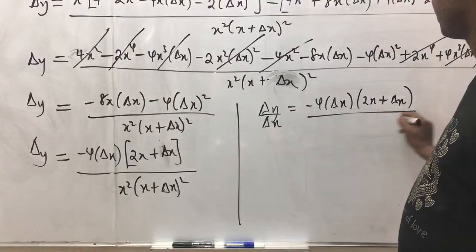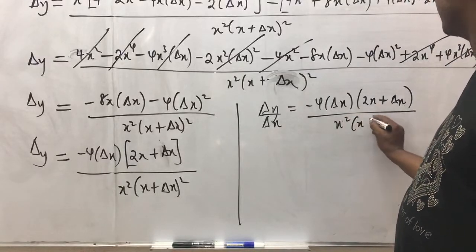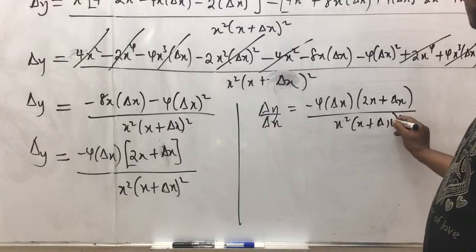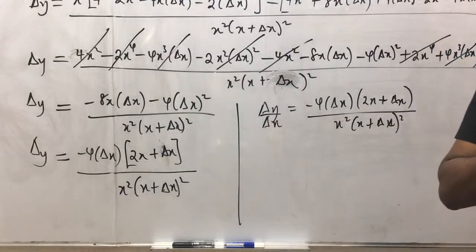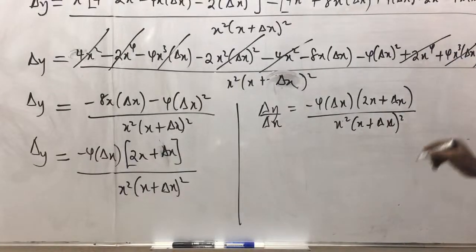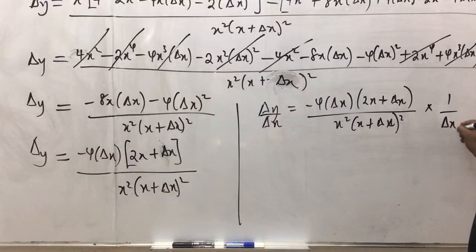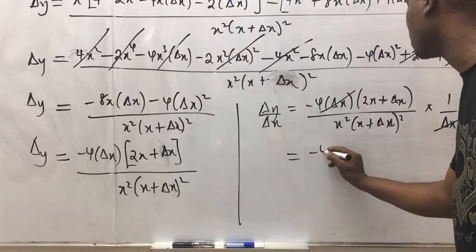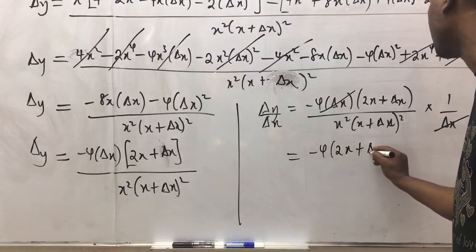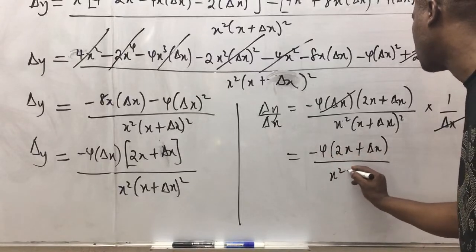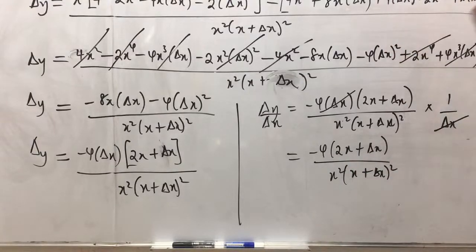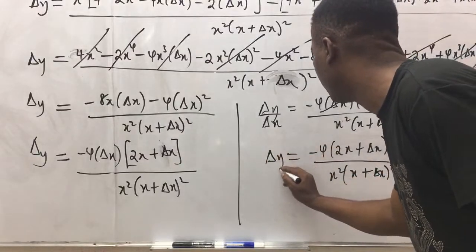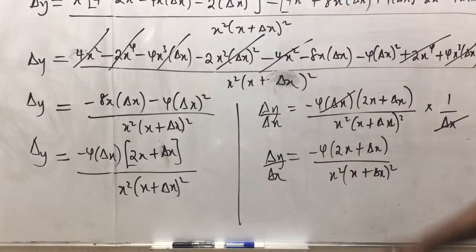Our final result here would have to multiply 1 over change in x, because at this point in time we are now obtaining our gradient function, and your gradient function, please take note, is obtained by dividing change in y by change in x. So that is the same thing as multiplying your result by 1 over change in x. Now this change in x will cancel this change in x, leaving you with minus 4 in bracket 2x plus change in x all over x squared in bracket x plus change in x all squared. Now this will be the final result for your gradient function.